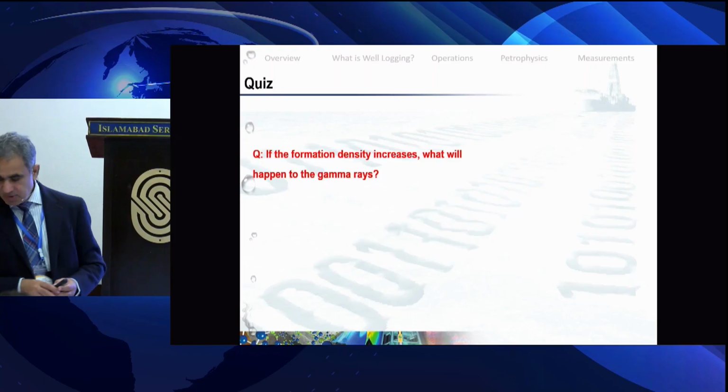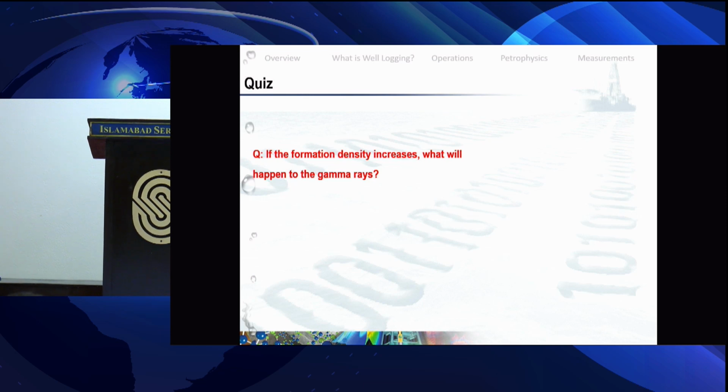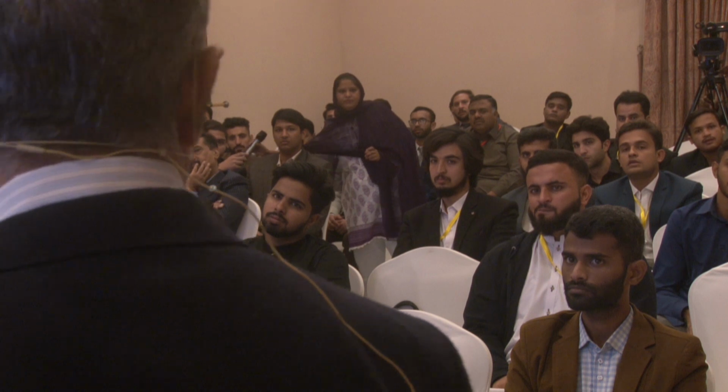Gamma ray will decrease. There will be fewer gamma rays reaching the detector. What is the reason? Because the formation is denser, not allowing them to pass and capturing them.